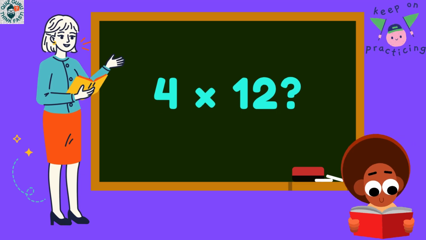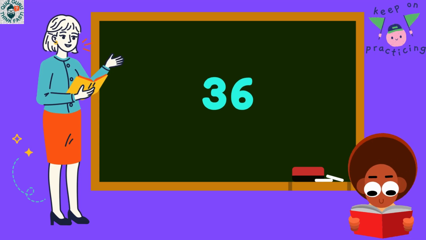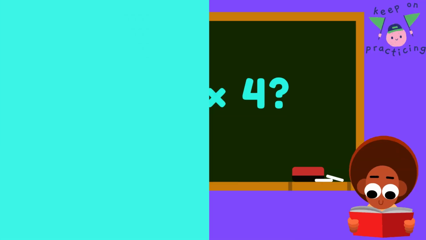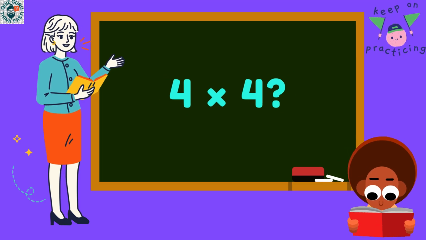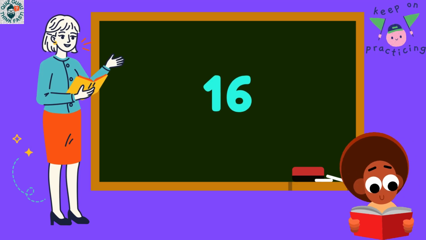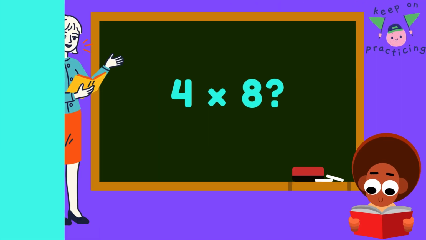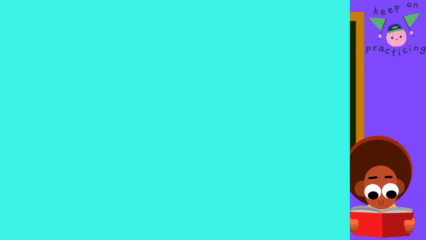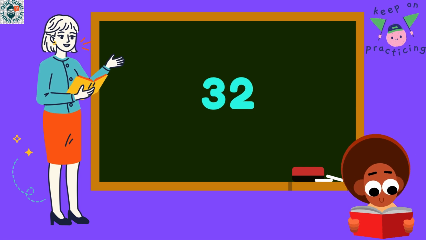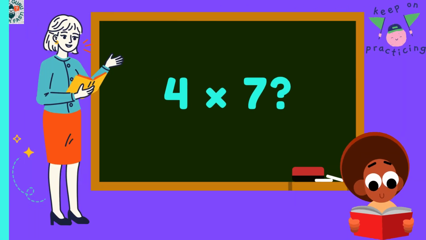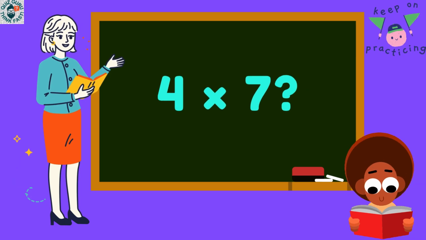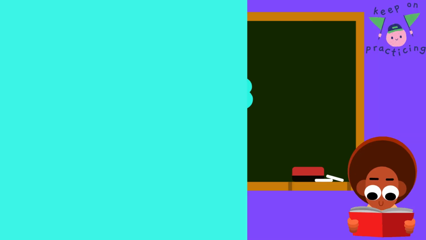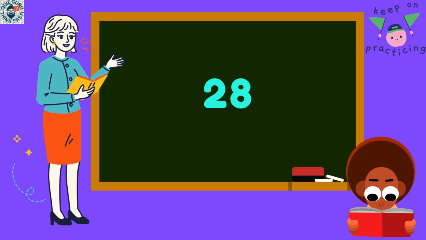What is 4 times 12? It's 36. What is 4 times 4? It's 16. What is 4 times 8? It's 32. What is 4 times 7? It's 28.